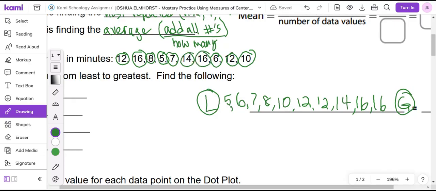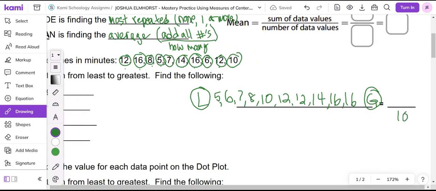So when you're done organizing them, count how many numbers you have, and then make sure you have all the numbers that you rewrote. So we have 1, 2, 3, 4, 5, 6, 7, 8, 9, 10. Then double check your list. 1, 2, 3, 4, 5, 6, 7, 8, 9, 10.